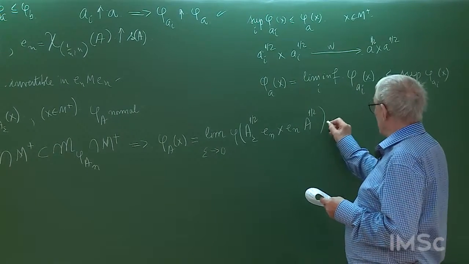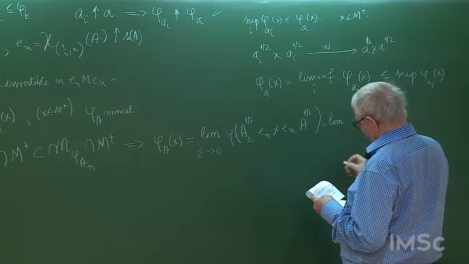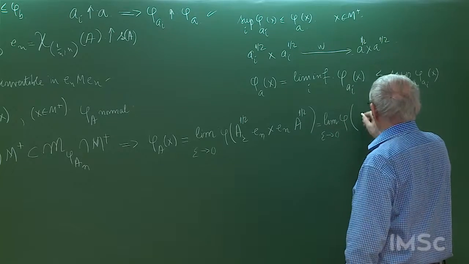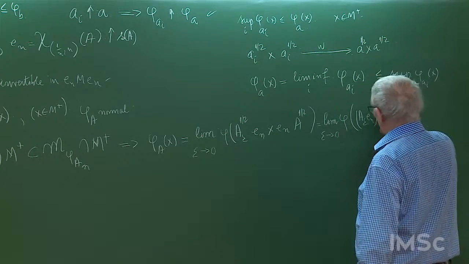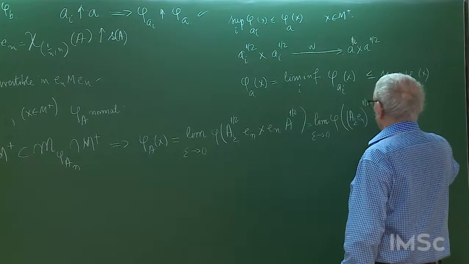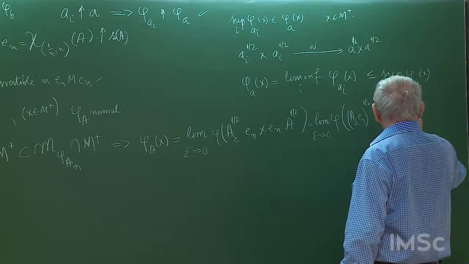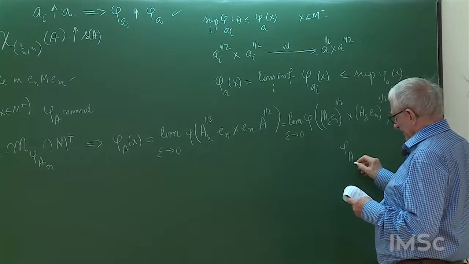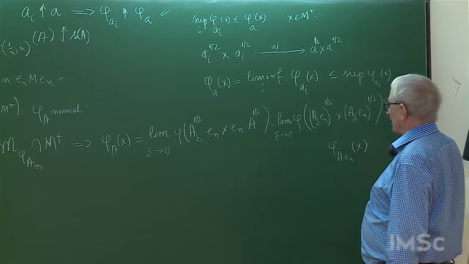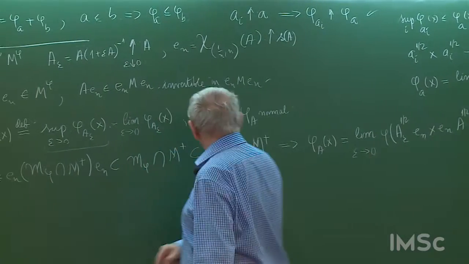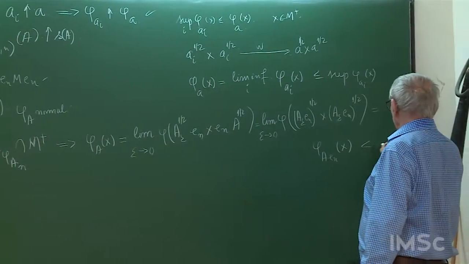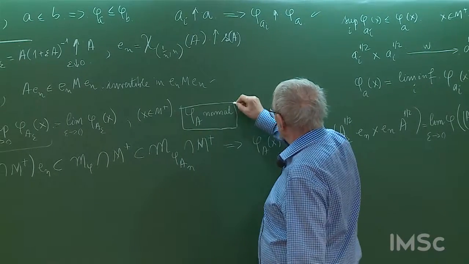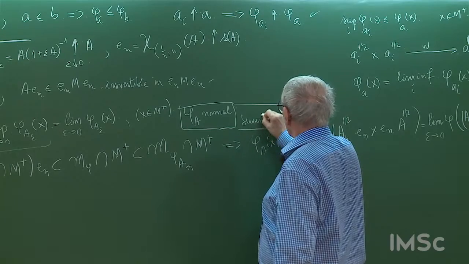So that this will be the limit as epsilon tends to 0 of the following thing, phi of, that's again an easy thing, A epsilon En to power 1/2 x A epsilon En to power 1/2, which is phi A En of x. And because x was in here, that means that this is less than infinity. This accounts for the fact that phi sub A is normal and also semi-finite.